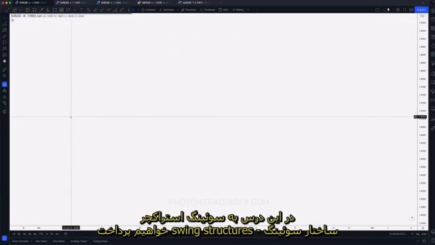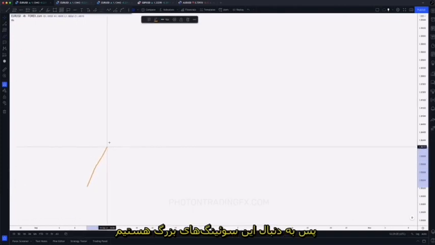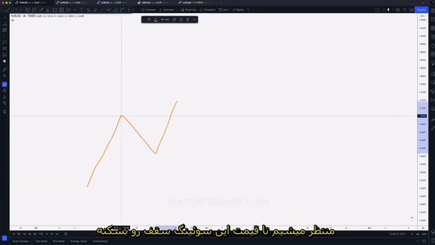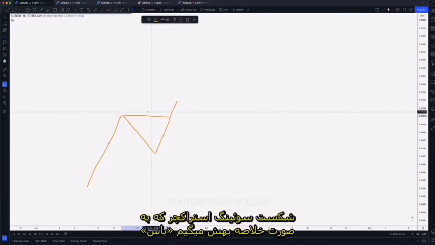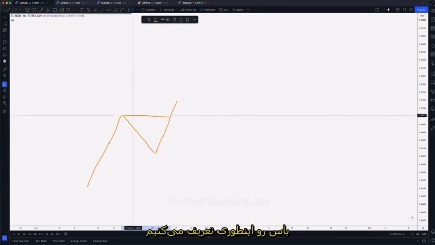Now in this lesson we're going to focus on swing structure. Remember, we're looking at those bigger movements in price action, those big swings where we get a big pullback. That's our higher high. We wait for price to break that swing high, and we call this a break of structure. A break of swing structure is only what we refer to as a BOS. It has to be swing structure for it to be a BOS. That's the way we define it.